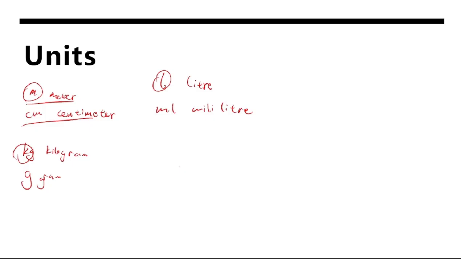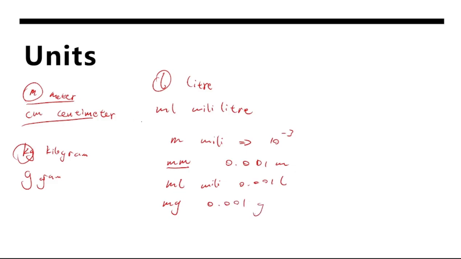And in different measurements, we all have the same prefix. So we have small m, milli. This means 10 to the negative power of 3. For example, 1 millimeter, mm, is 0.001 meters. And if we have 1 milliliter, we have 0.001 liters. If we have a milligram, we have 0.001 gram. And centimeter is 0.01 meter. This is all you need for math at IGCSE level.